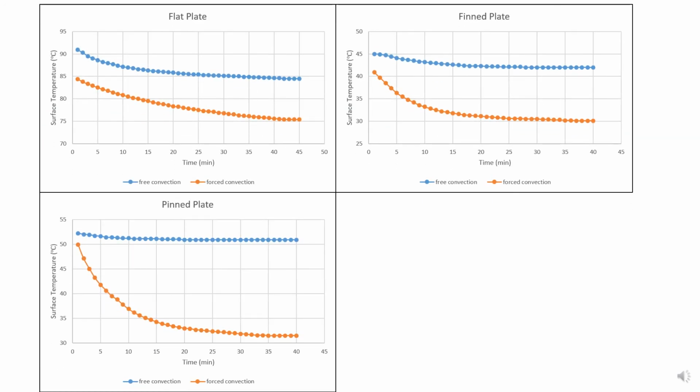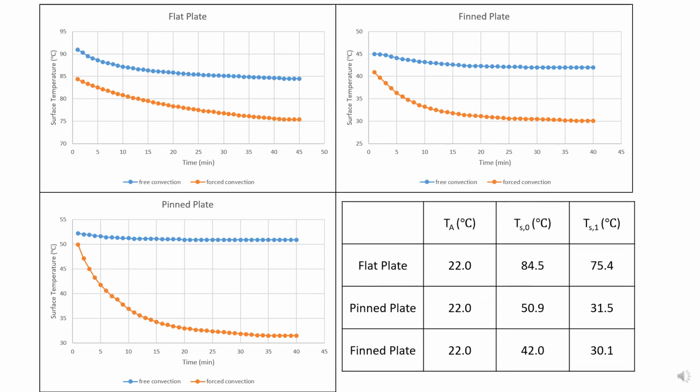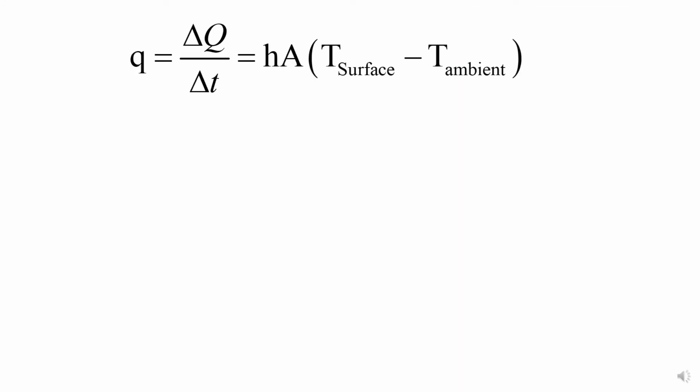Here, I posted the results for the three experiments. You can see the temperature change of free convection or forced convection for three different heat exchangers. I also obtained the steady-state temperatures for the three experiments. Well, let's check the equation. If we want to know h, Q is known as 20 watts. T surface and T ambient have been obtained from our experiment.